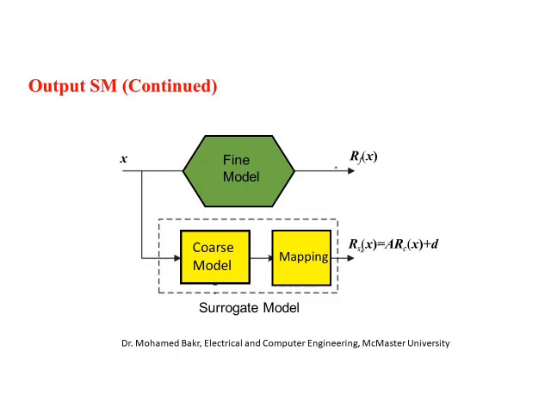So for output space mapping, this is really what's happening. This is your parameter x. You give it to your time-intensive accurate model, and you get your vector of responses. Here you take the same parameter x. I'm not going to change x. I pass it to the coarse model, and the coarse model gives me RC of x. Then I take the output and I change it by multiplying it by a matrix A and adding to it a vector D. As a result, I get a new response RS of x. By properly selecting A and D, I can make this surrogate model response match in a reasonable way the fine model response. So this is called the output space mapping, and it's another valid approach for applying space mapping optimization.